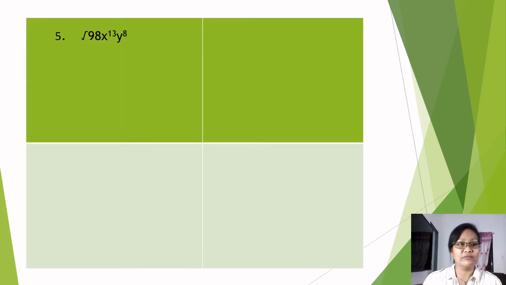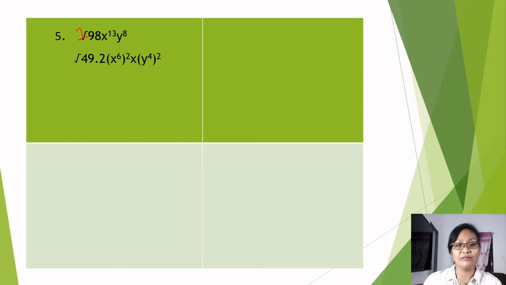Number 5 is square root of 98 x cubed y to the 8th power. Next, we're going to factor 98. So we have 49 times 2. And the exponent 13 is not a perfect square since our index is 2. So 13 divided by 2 cannot be, so we will remove 1. So this is the one that we remove. And then 12 divided by 2 is 6. Therefore, we have 6 here. And the same goes with y, 8 divided by 2 is 4. Therefore, we have 4 here and the index outside.